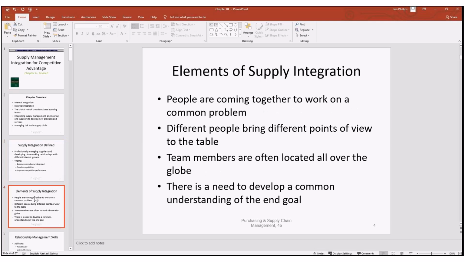Some of the elements of supply integration is people coming together to work on a common problem. The definition is common. That's the important thing, you're not bringing people together to work on 10 separate problems, or they're not together, they're working independently, but on a common problem or a common design or a common project. You are now bringing potentially a supplier in to have more of a voice or more of a say on what is happening there.